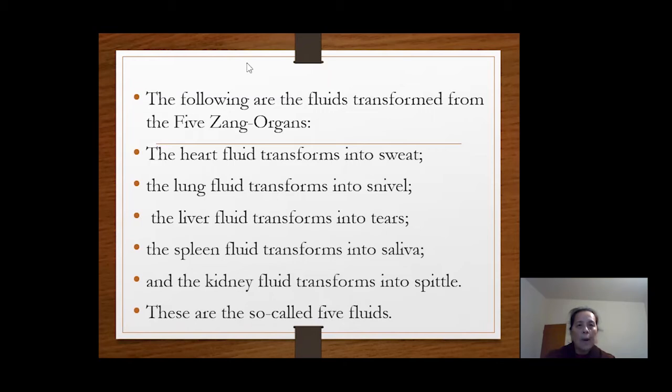Then we're talking about the five different kinds of body fluid.